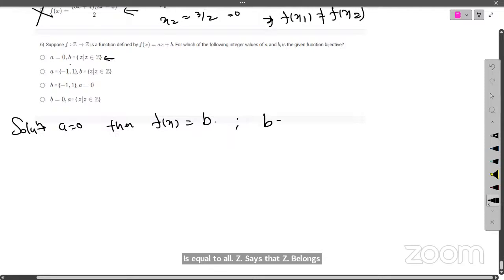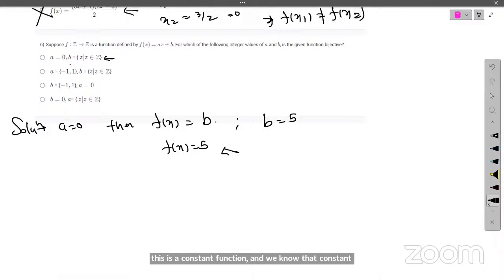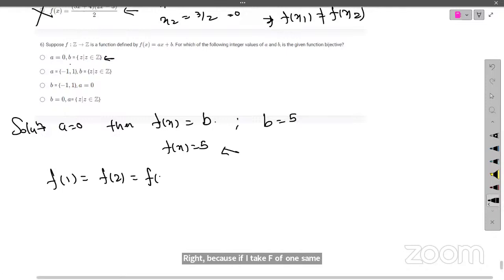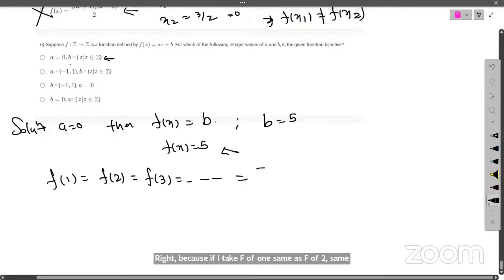So suppose I take b is equal to 5. Then my function is what? f of x is equal to 5, and this is a constant function. And we know that constant functions are not injective, because if you take any value of x, you will get the same value 5. Because f of 1 is the same as f of 2, is the same as f of 3, and so on, is the same as 5 only. Well, it's a constant function. So that's why it's not injective. So it is not 1-1.